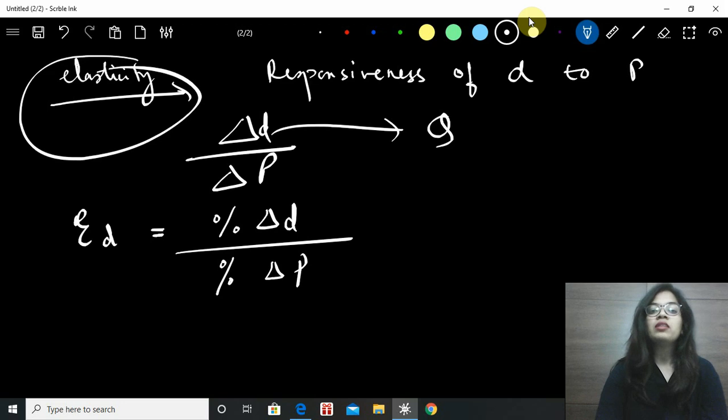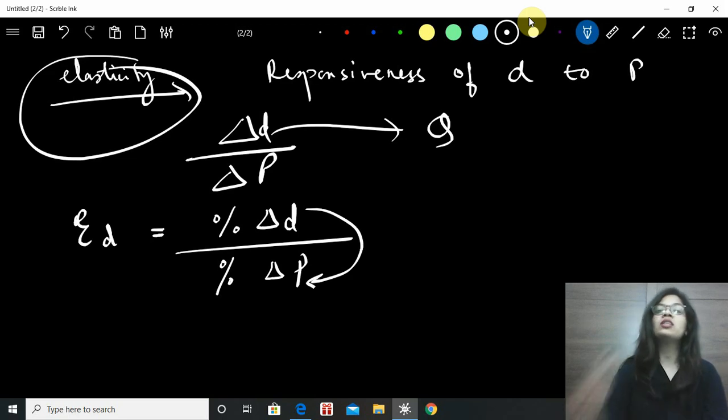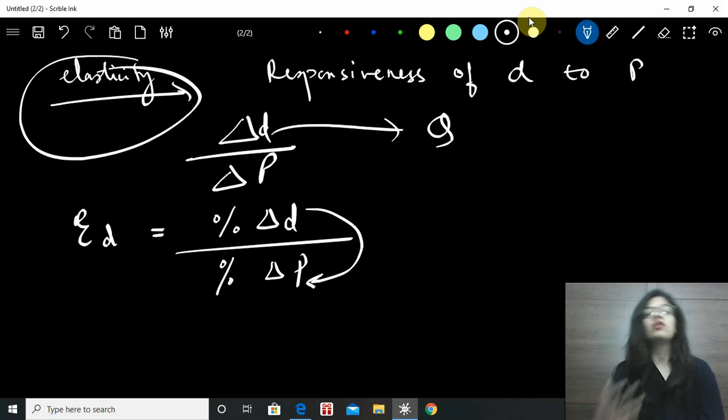So that means how much is the demand of a product going to change according to the change in price. So it's the responsiveness of change in demand to change in price, right? So if the price is decreasing by 1%, will the demand increase or decrease by 1%, 2%, 3%, right? That is how you calculate elasticity.